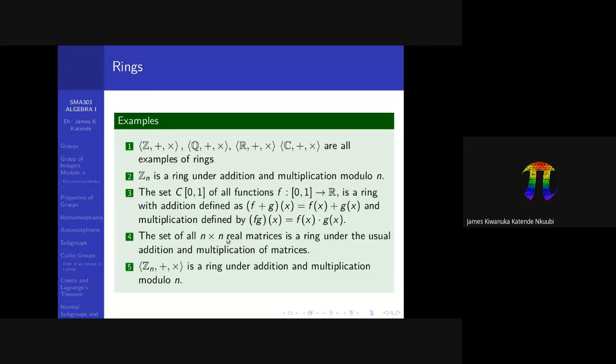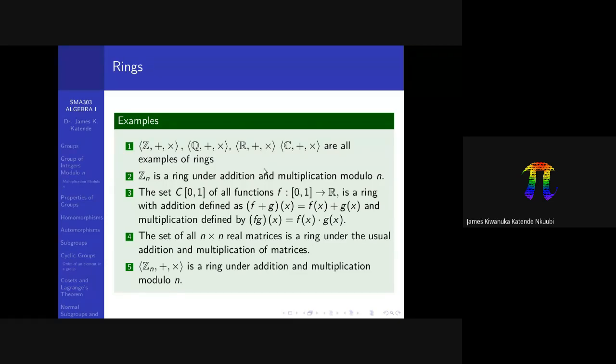Also, if you consider the set of all n by n real matrices, real means the entries are real numbers, this will also form a ring under the usual addition and multiplication of matrices. So they have to be square matrices. You want them to be a ring because you need to be able to multiply them. If they are not square, you might not be able to multiply the matrices. So the set of all n by n matrices will be a ring under the usual addition and multiplication of matrices.